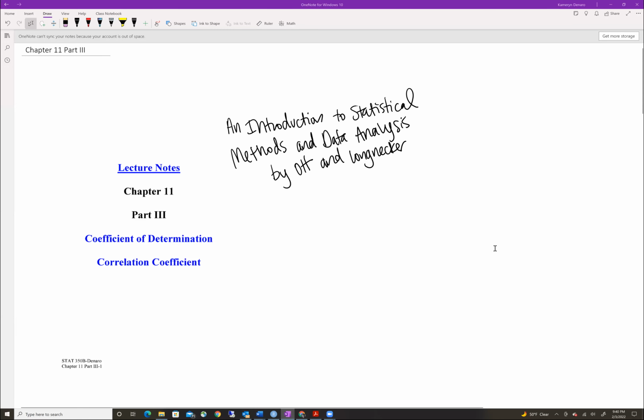Hello, everyone. We're working through an introduction to statistical methods and data analysis by Ott and Longnecker. Chapter 11, part 3, the coefficient of determination and the correlation coefficient.